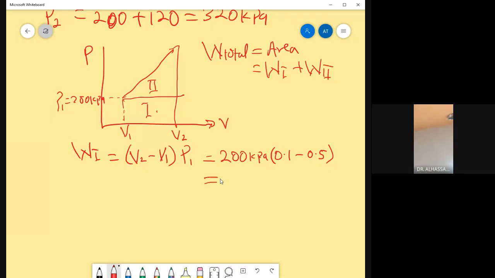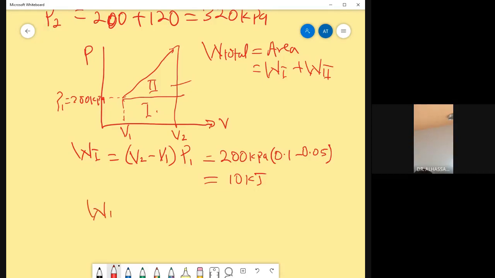Sorry, it should be 0.05. So 0.1 minus 0.05. If you calculate this carefully, you're going to get 10 kilojoules. And then we will determine the area under this curve.